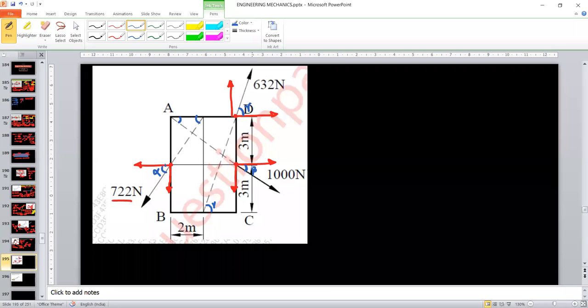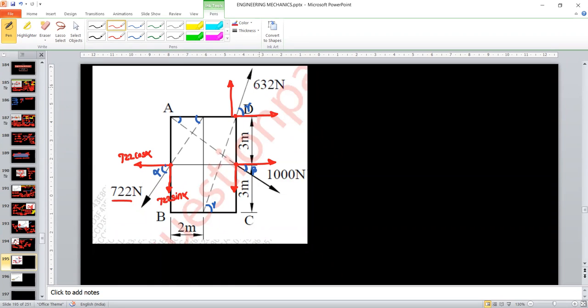So after this, you can write the component magnitude. Start from 722. This component will be the adjacent component to alpha, so this is a cos component. So this is 722 cos alpha. And this component is the opposite component, so this is 722 sine alpha.